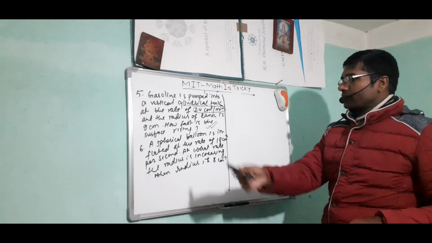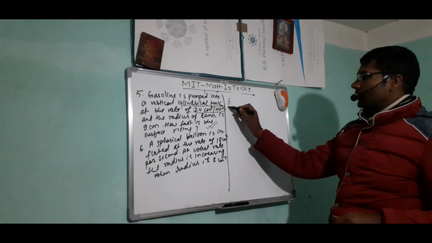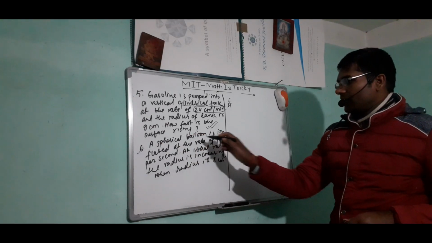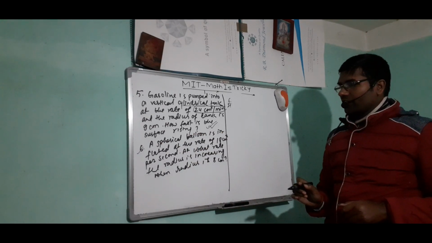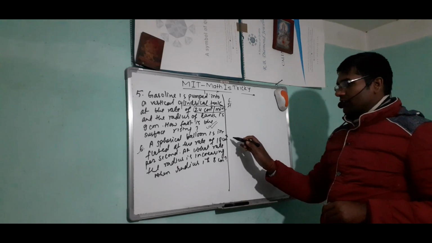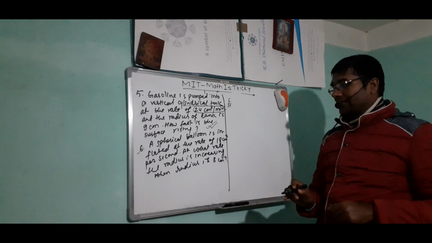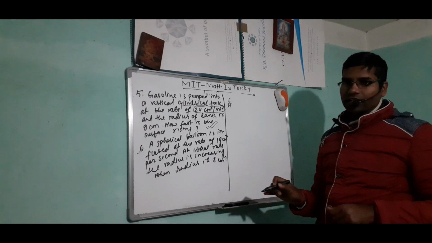Okay. Question number 6. In this case, we are given a spherical balloon inflated at the rate of 18 cm cube per second. At what rate is the radius increasing when the radius is 8 cm?